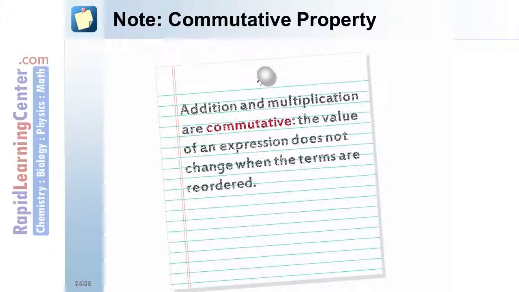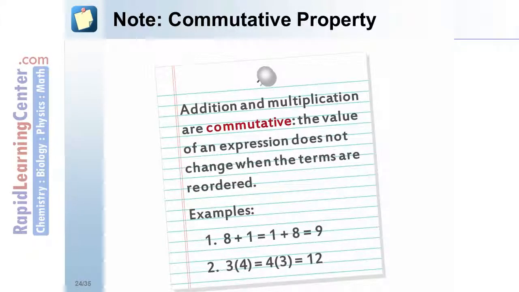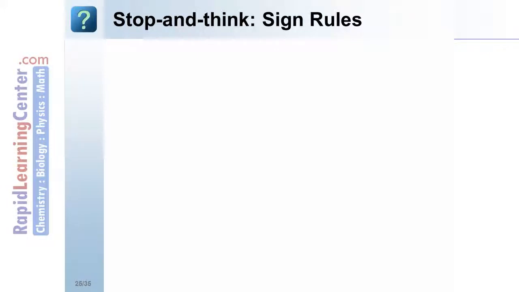Note: commutative property. Addition and multiplication are commutative. The value of an expression does not change when the terms are reordered. Example 1. 8 plus 1 is the same as 1 plus 8. Both equal 9. Example 2. 3 times 4 is the same as 4 times 3. They both equal 12.